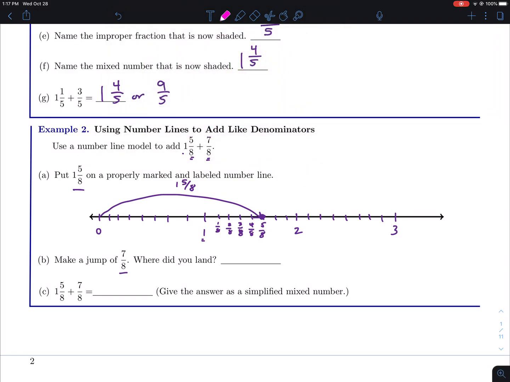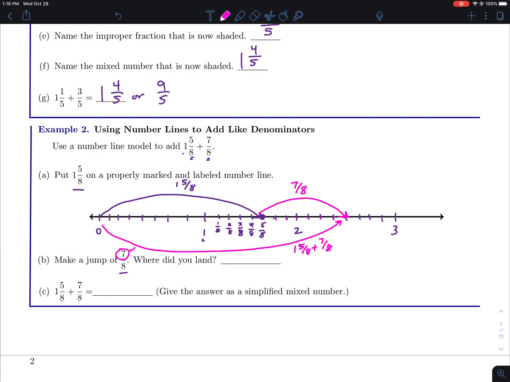Since we want to jump 7/8, the only number that really matters here is the 7. Since we've broken this up into tick marks of 8, what we are really jumping is 7 of these 1/8 tick marks. So we jump 1, 2, 3, 4, 5, 6, 7, and we want to land there. This is our 7/8 jump. Ultimately, the addition of these is one big 1 5/8 plus 7/8.